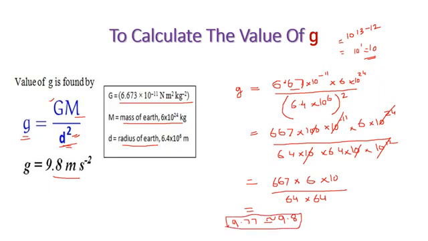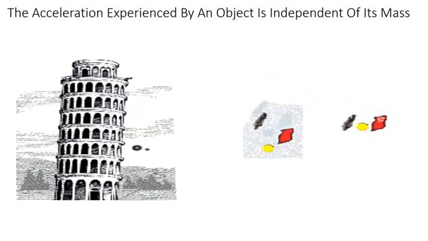So the value we got for the acceleration due to gravity is 9.8, and the unit is meter per second square. For calculation purposes, it may be mentioned in the numericals that you can take 10 meter per second square, but you cannot take it on your own. It has to be mentioned in the numerical. Yes. Now what is this?